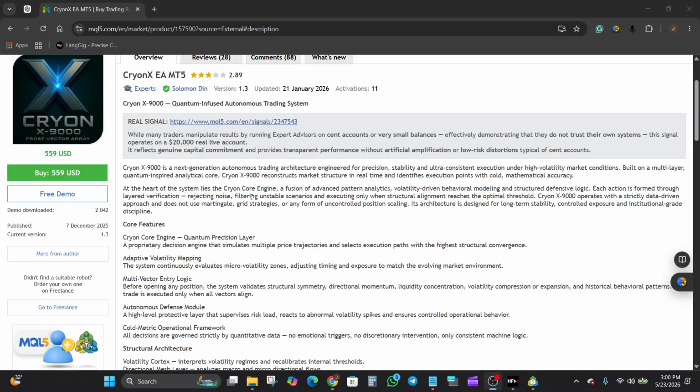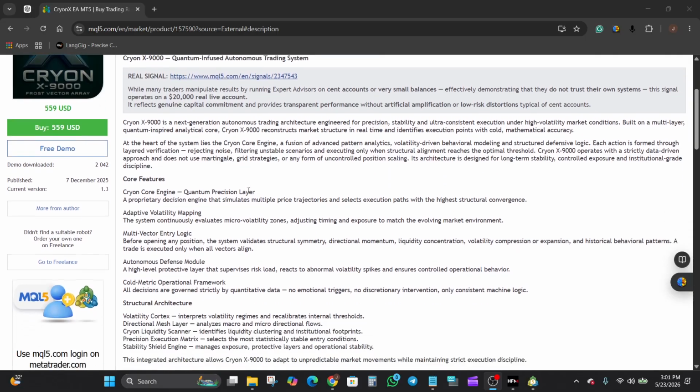So now, looking through the description, the EA is presented as an autonomous trading system focused on structured execution under high volatility conditions. Now, the developer also mentions that the system operates on a real live account signal rather than a sent account, which is something they emphasize quite heavily in the overview section.